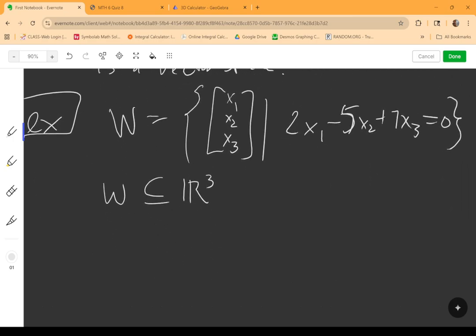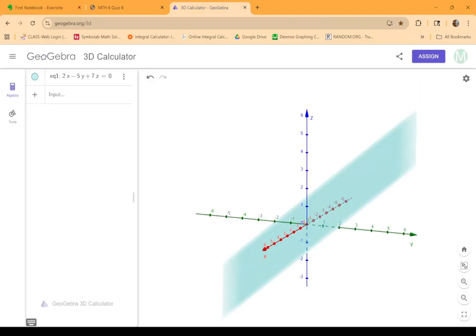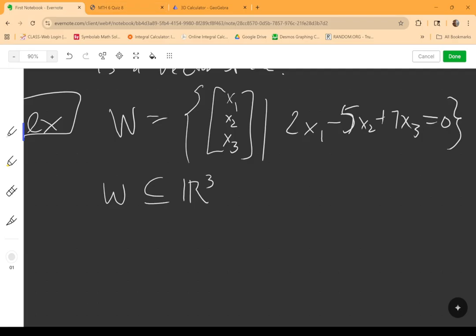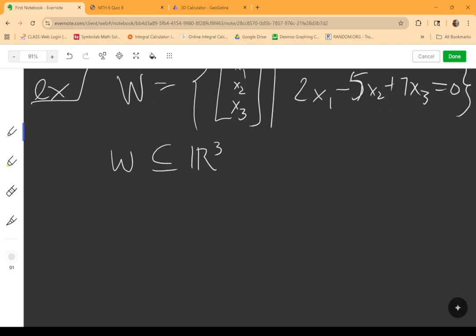Now what we want to know is whether W itself is a vector space. In other words, looking at that plane, do all of those vectors, in this case ordered triples in that plane, make up a vector space? What makes it a vector space is that it satisfies the axioms. We already have the addition and scalar multiplication defined as the standard addition and multiplication for our column vectors in R3.